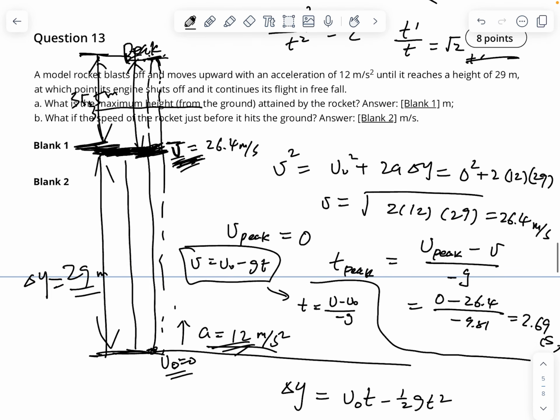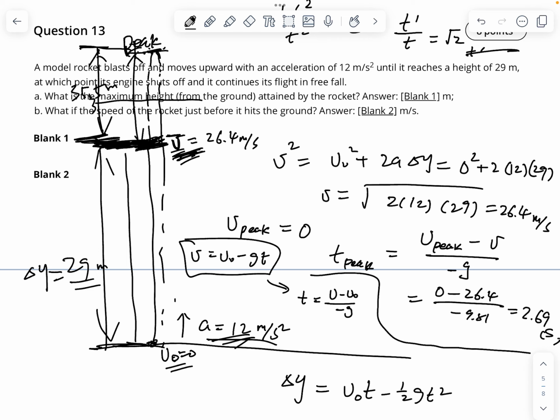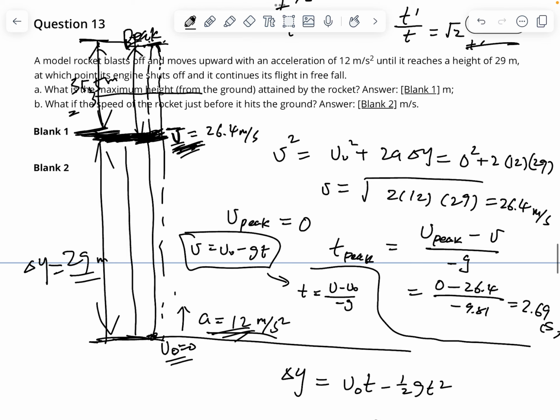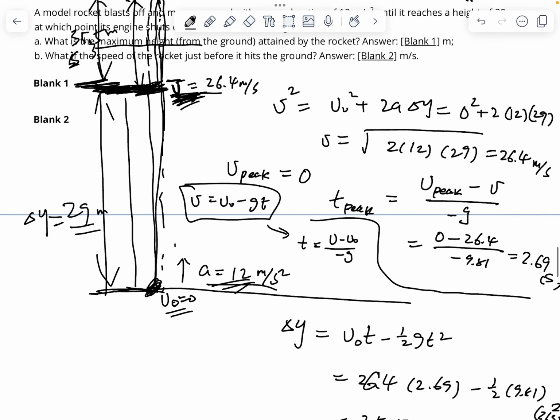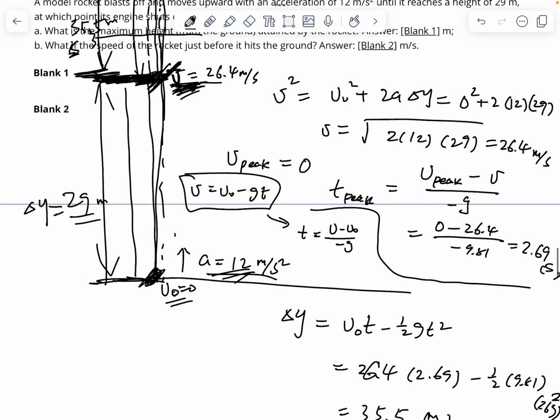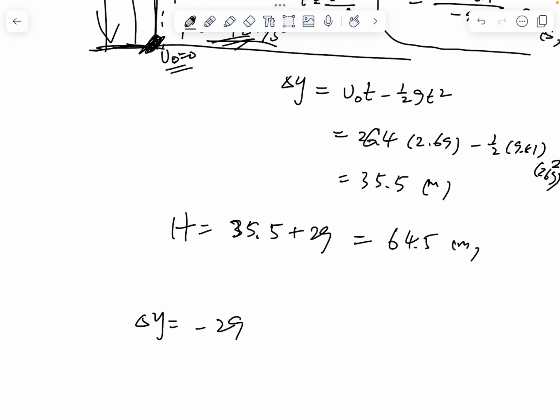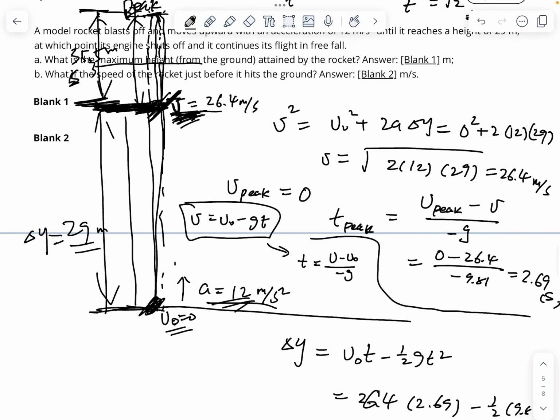All right, what is the speed of the rocket just before it hits the ground? So this is the initial velocity for the free fall, then it moves up, then comes all the way down here. It asks for the speed. So from here to here, delta y equals negative 29 meters. You look at the whole trip: from the location where you do free fall, then up and all the way down. It asks about the speed here.